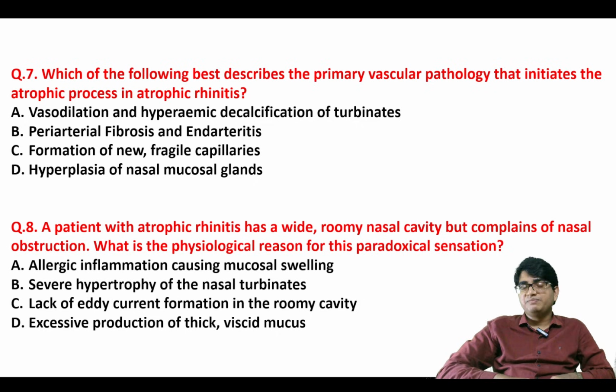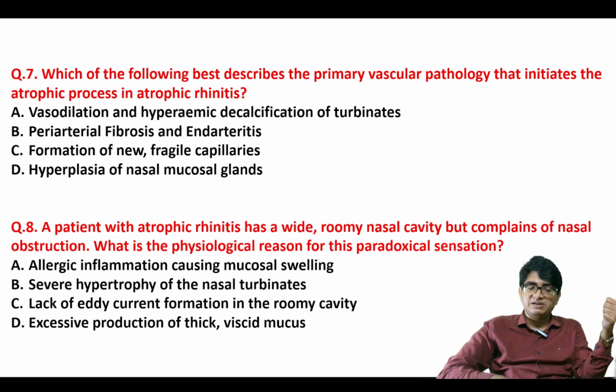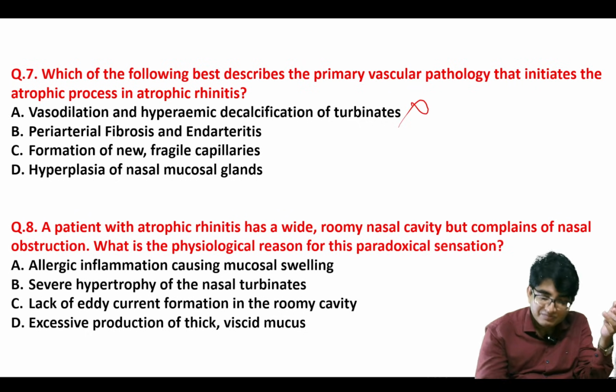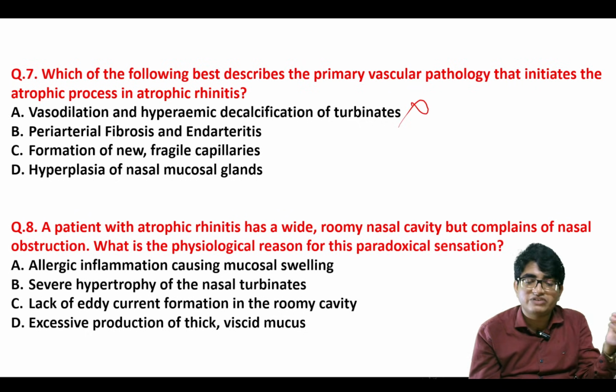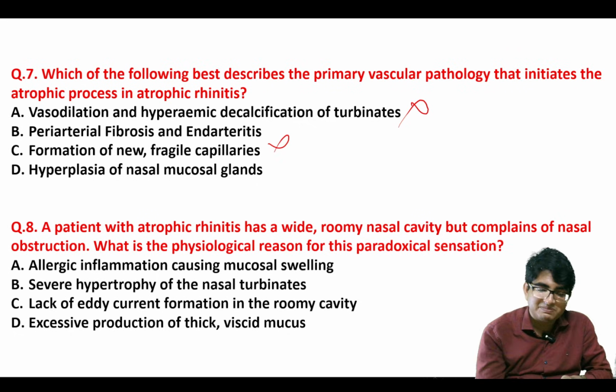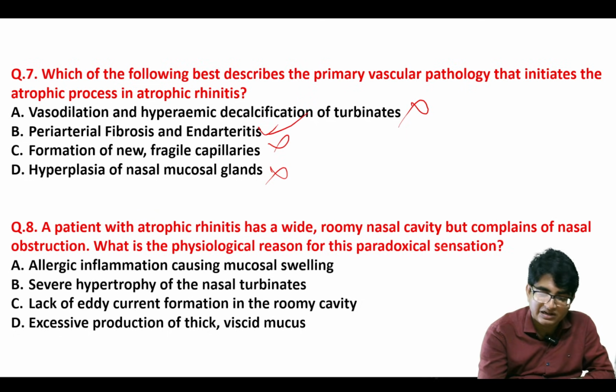Now, some tentative questions which can be asked. Which of the following best describes the primary vascular pathology that initiates the atrophic process in atrophic rhinitis? Vasodilatation and hyperemic decalcification of turbinates? Sir, there is vasoconstriction, there is decreased vascular supply. So obviously wrong. Next, formation of new fragile capillaries, wrong. Hyperplasia of nasal mucosal glands, there is atrophy, wrong. Periarterial fibrosis and endarteritis, so this is the correct option, correct?